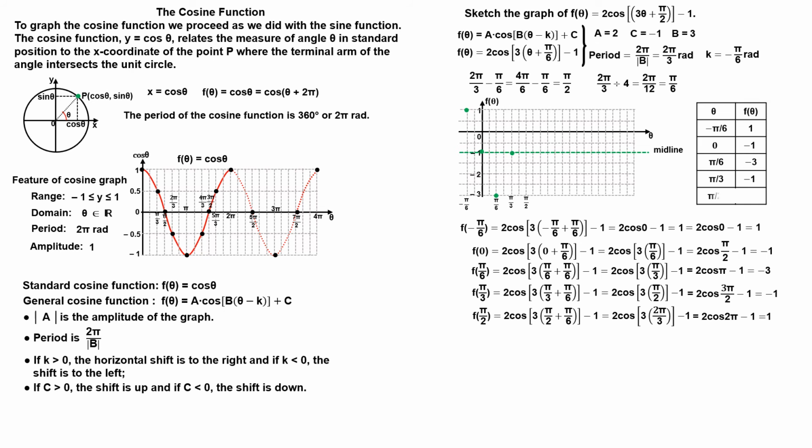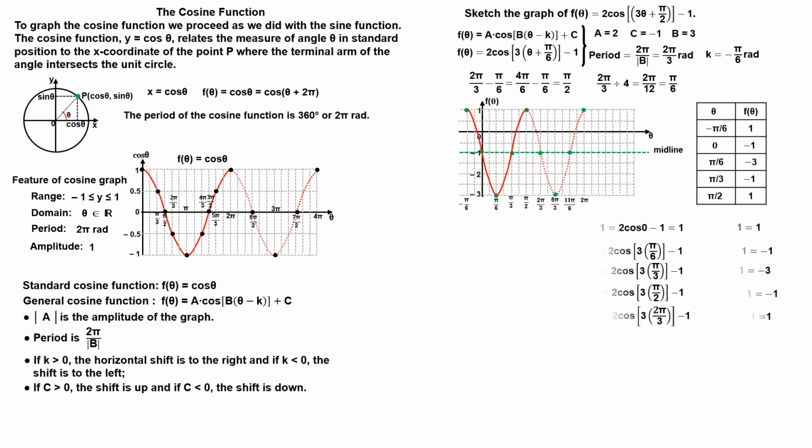Plot the 5 key points and connect them to obtain one cycle of the graph. Extend the graph in each direction to make it complete. This cosine function has a range that goes from minus 3 to plus 1.